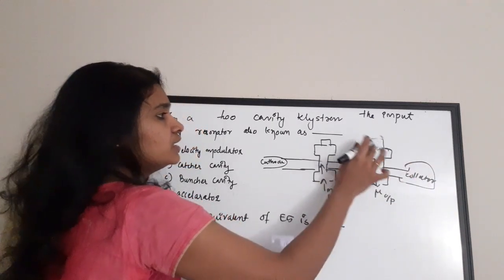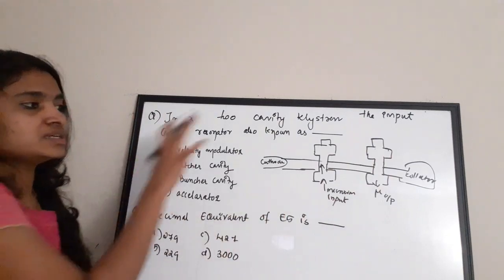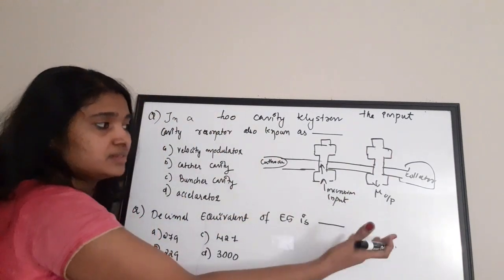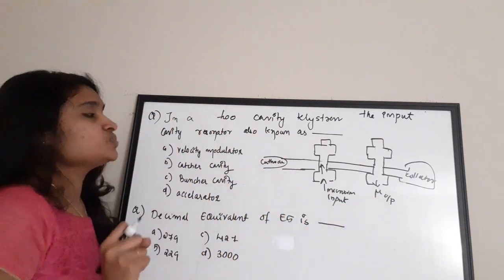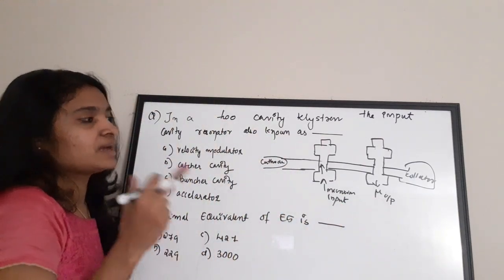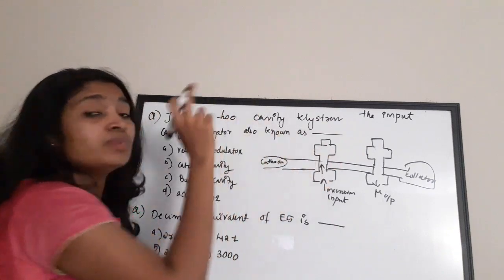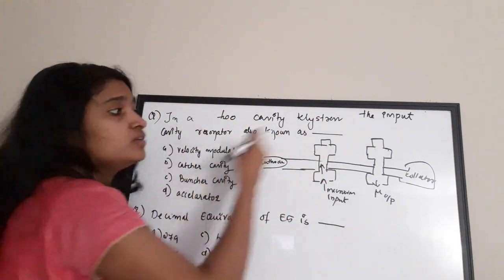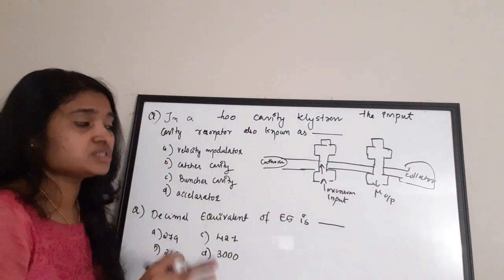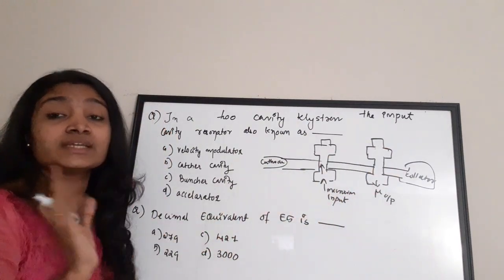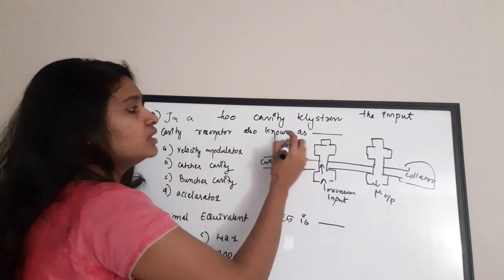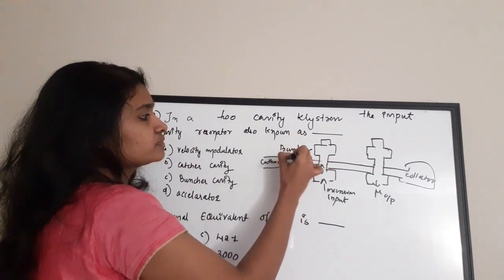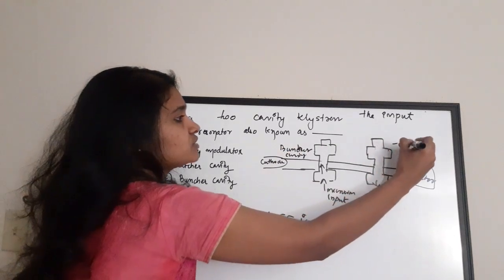Okay, so this is the structure. Here we are going to apply the input, and here we are going to take the output. The question is, what is the name for the input cavity? This cavity is called the buncher cavity, where we are going to bunch our electrons, and we are going to collect these bunched electrons in the second cavity, which is called the catcher cavity. So this is the buncher cavity and this is the catcher.